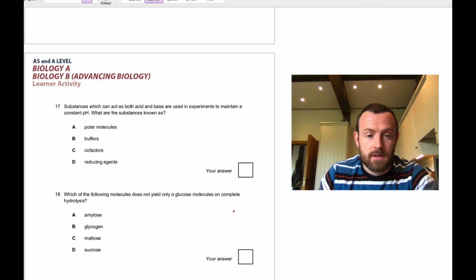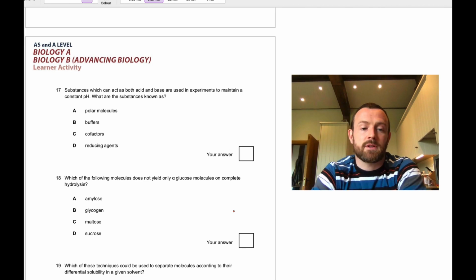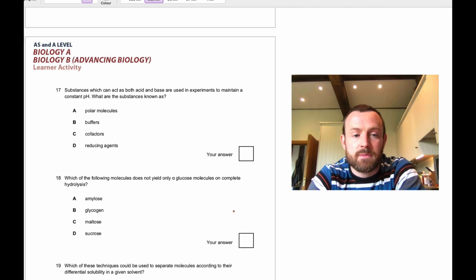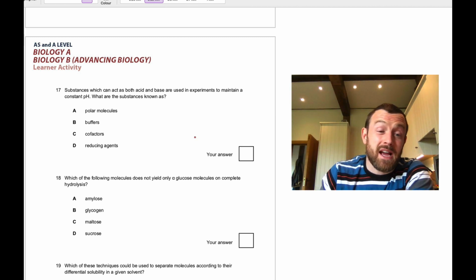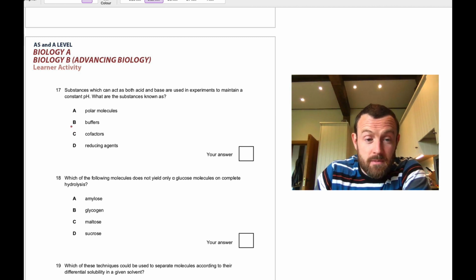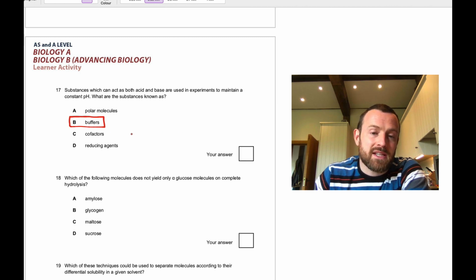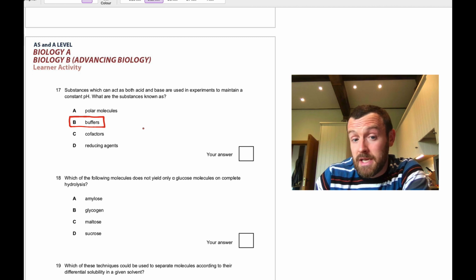Okay, 17. Substances which can act both as acids and bases are used in experiments to maintain a constant pH. These substances are known as buffers. I did briefly mention that in our mind map video. I said that an amino acid has a slight buffering ability, so let's do an example here.